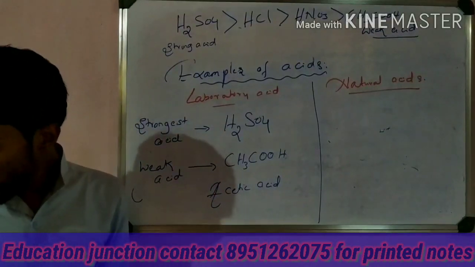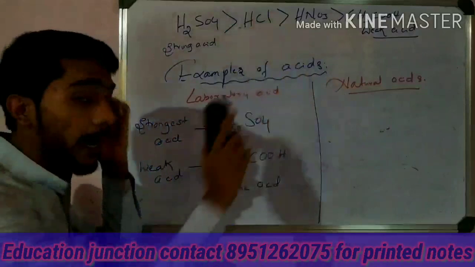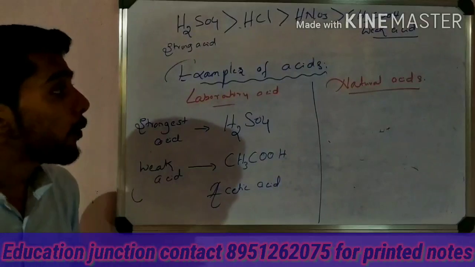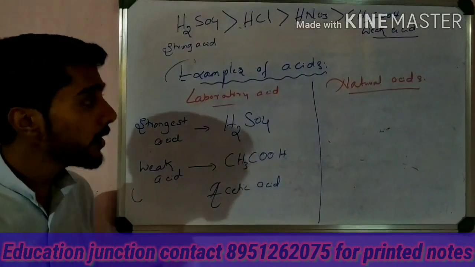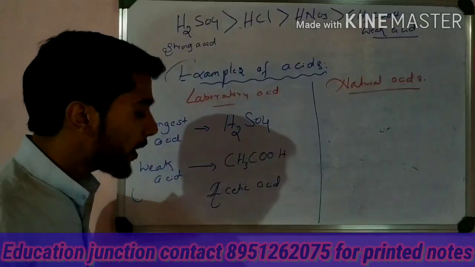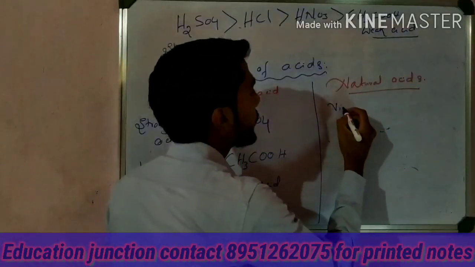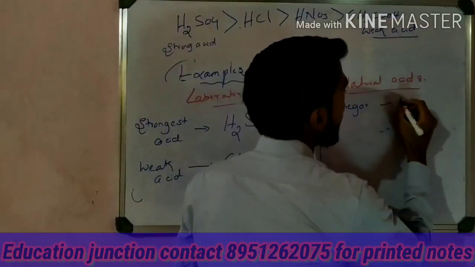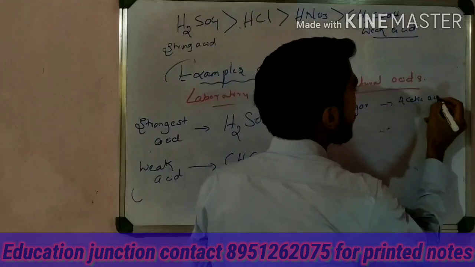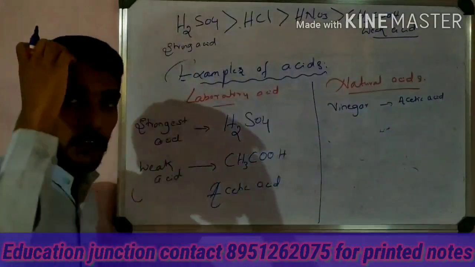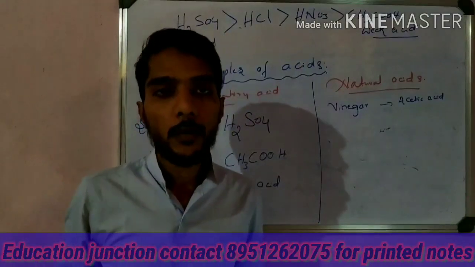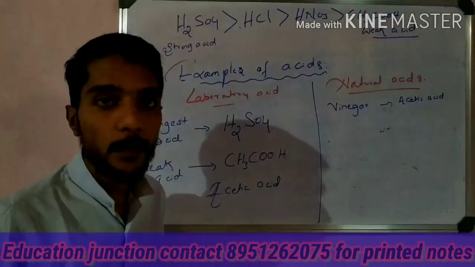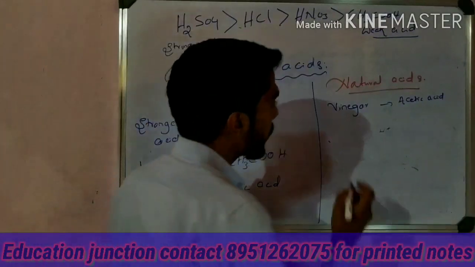Now come to the point about bases. Sorry, I can take natural acids again. Some very important acids we have to memorize. I write here some common acids. The first is vinegar. Vinegar is an acid. The acid present in vinegar is acetic acid, as we already wrote. This acetic acid present in vinegar is used in food. In making gobi manchuri they use a colorless liquid called vinegar, which has acetic acid in it.